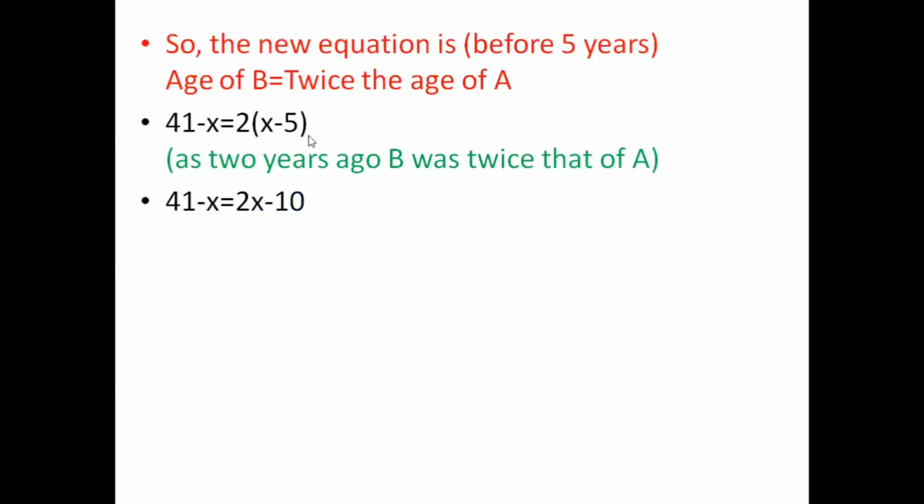41 minus x is equal to 2x minus 10. So we need to keep the variables on the LHS and the numerals on the RHS, and let's solve the sum. So 3x is equal to 51. So x is equal to 51 by 3. So we'll get x is 17. We already know that we have assumed x as the age of A. So here we can say that the age of A is 17 years.